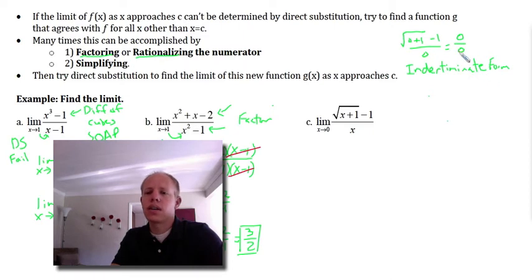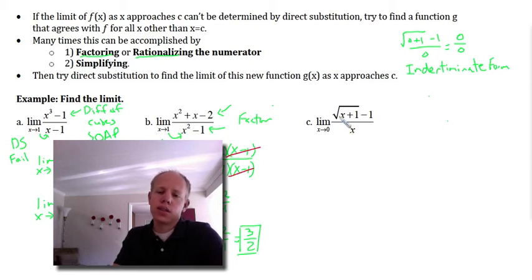So this is not a solution in this form, it's indeterminate. And the last thing we're going to do in calculus this year is something called L'Hopital's rule, and it's going to help us find the limit of an indeterminate form. But for now, we're going to stick with our approach of factoring or rationalizing the numerator.